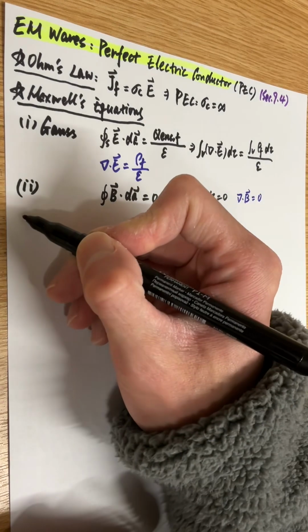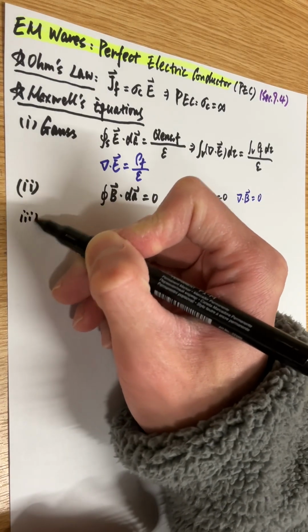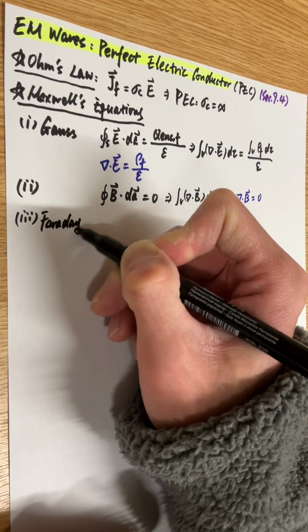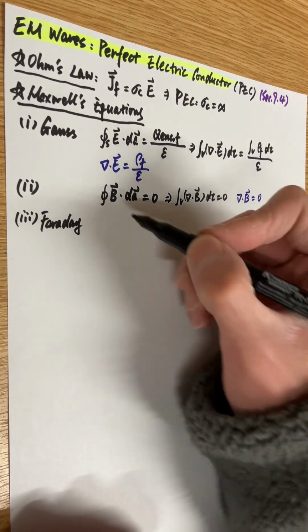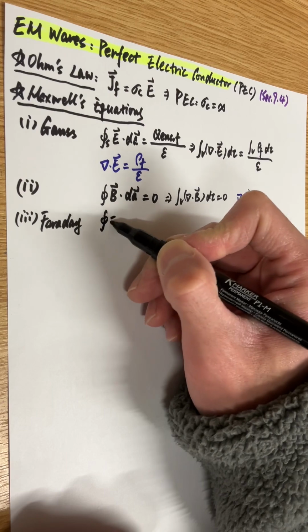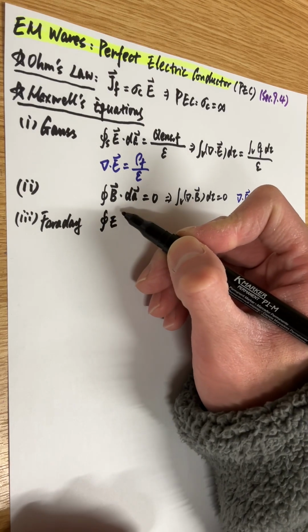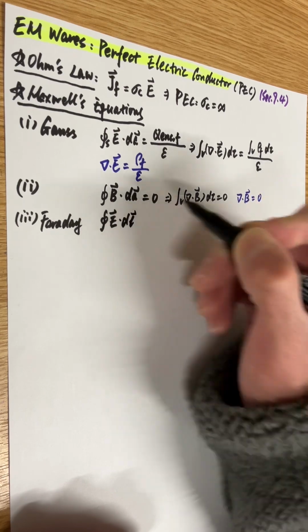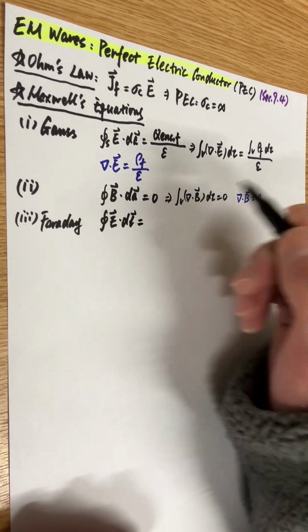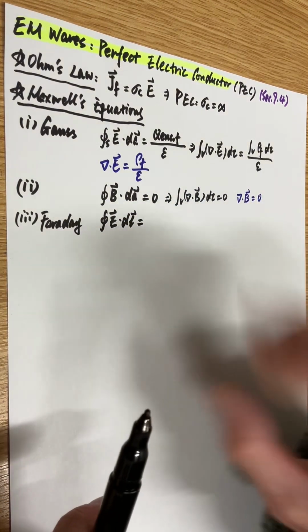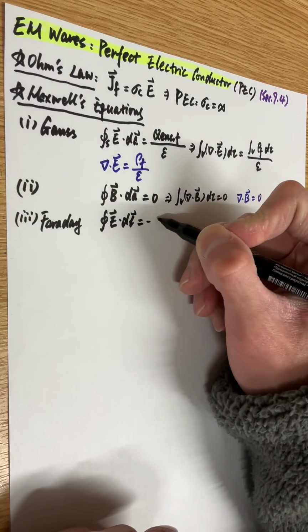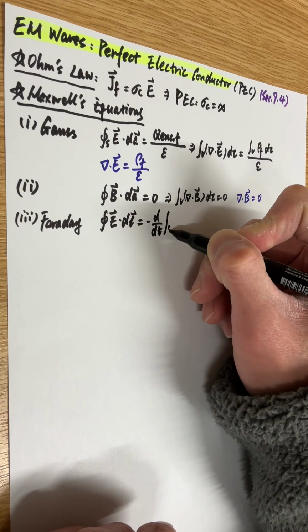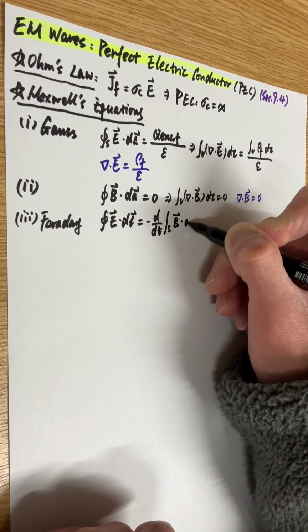And third, we have Faraday's law. So we have the closed loop path line integral of the electrical field. This equals the change in magnetic flux. So we have d/dt, and then surface integral of B dA.